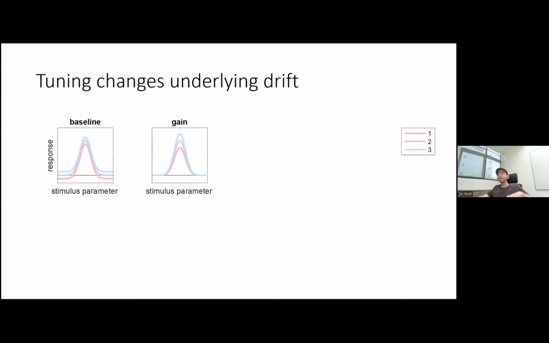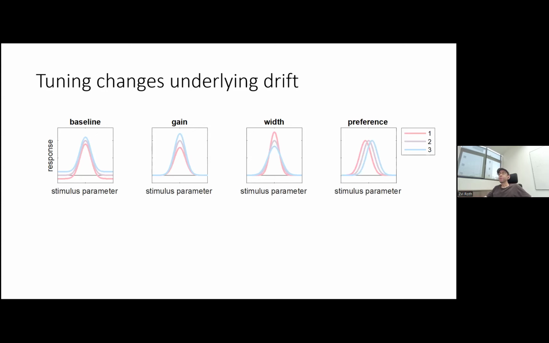Alternatively, the gain could multiplicatively change. Okay, so become larger or smaller. Or the tuning width could change. It could become broader or narrower. Or the stimulus preference could change. Okay, it could shift from one preferred stimulus to preferring a different stimulus. Now, how can we distinguish between these different scenarios? How can we determine which is the correct one?